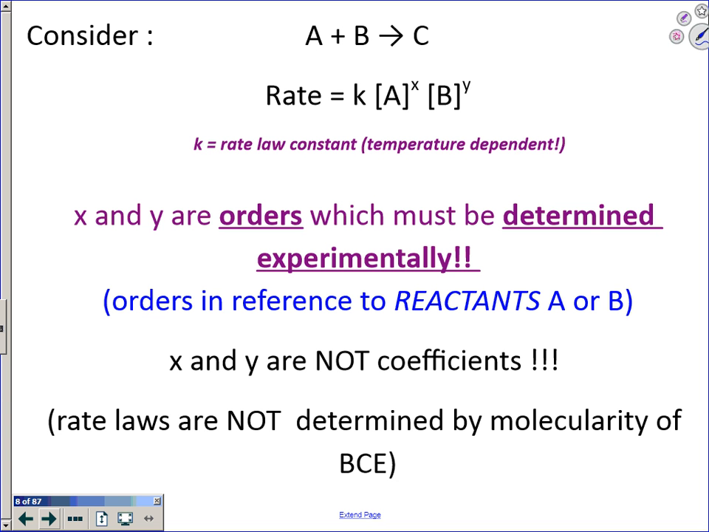So every single time we do rate determination, it all has to be pulled from experimental data. We can't just look at a reaction and go, yeah, okay, well, the 2 there and 3 there, so it must be second and third order. We cannot look at a reaction and look at coefficients. Everything is experimentally driven.